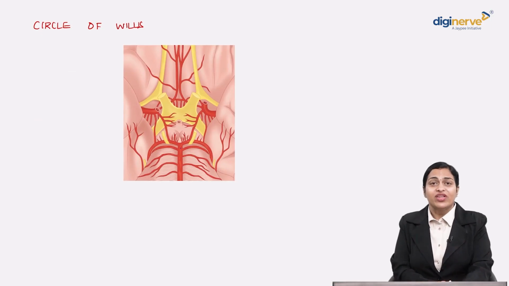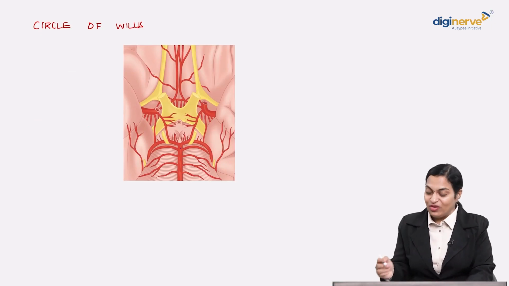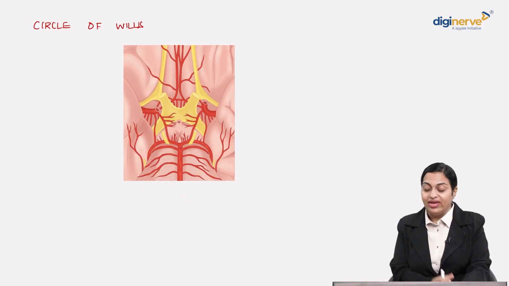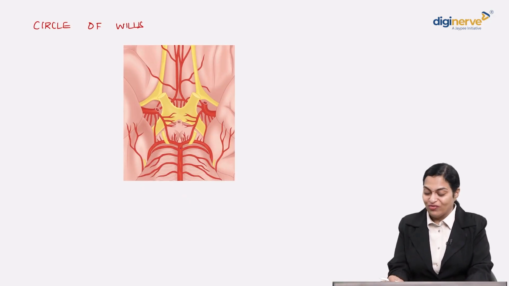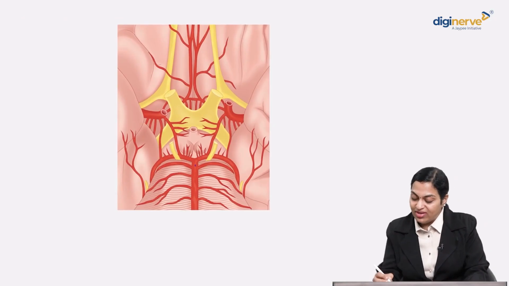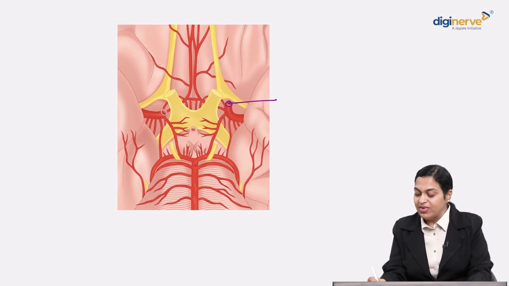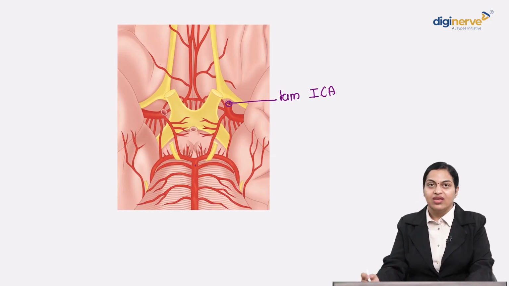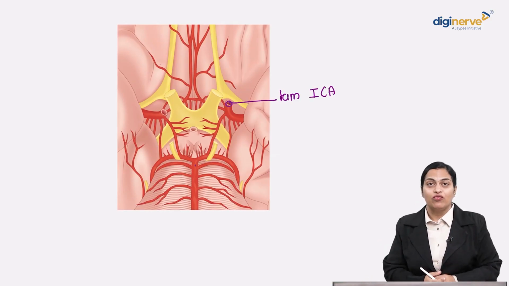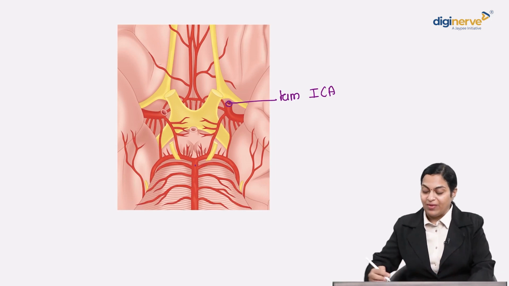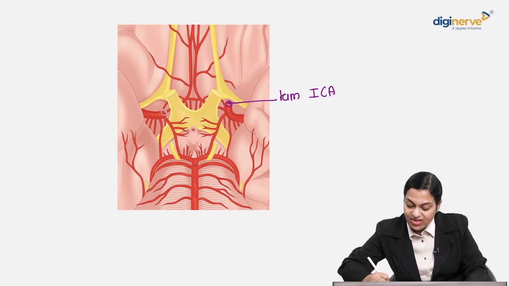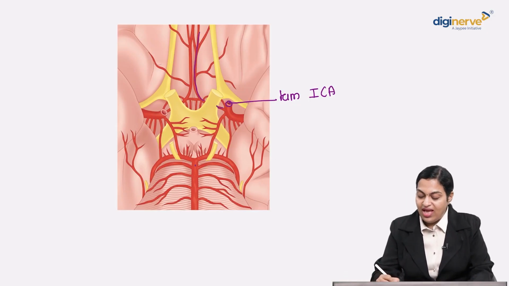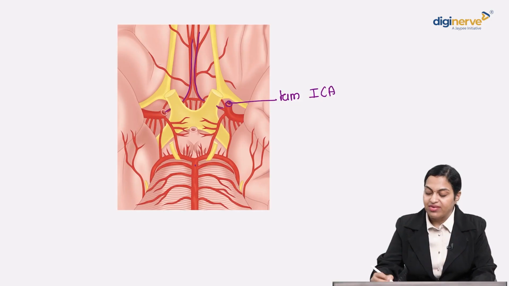Right? So let us see what are the arteries contributing to circle of Willis, right? It's a very high yield topic. Once they ask which of the following artery is not contributing to circle of Willis, that's why. So here, this is the terminal part of the internal carotid artery, which contributes to the circle of Willis on the lateral aspect. And yes, coming from the internal carotid, this is the anterior cerebral artery.